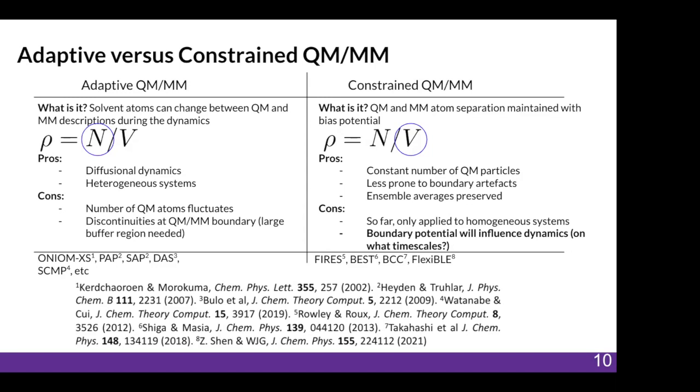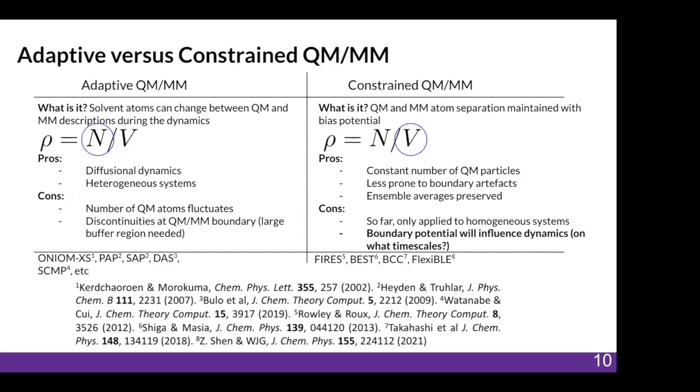But one of the problems is that, of course, you have this number of QM atoms fluctuating. You're going to introduce discontinuities at the QM-MM boundary due to the sudden changes in your potential from changing the identity of your atoms from QM and MM. And so to actually combat this problem of sudden discontinuities, you would need a large enough buffer region so as not to affect the dynamics of the system that you're interested in, which is usually just within the core region of your large QM region of your QMMM partitioning.